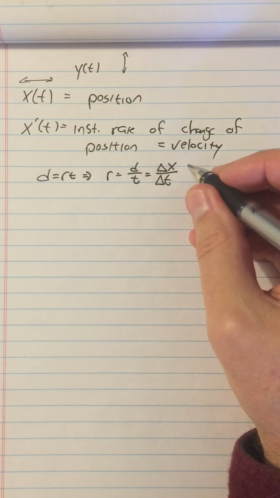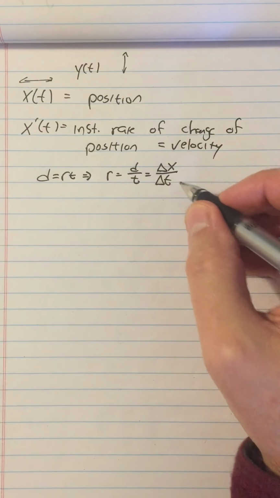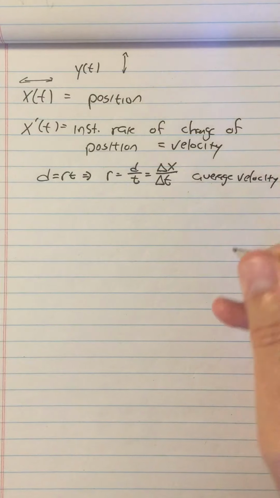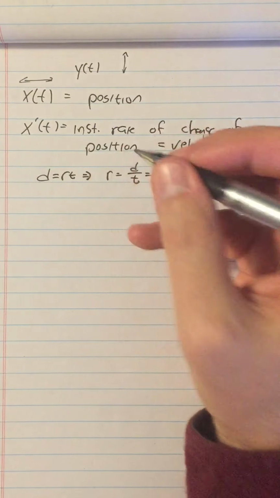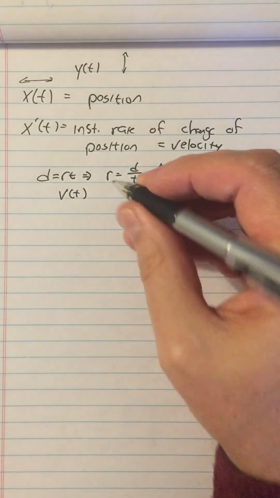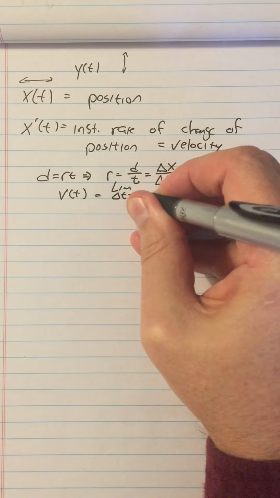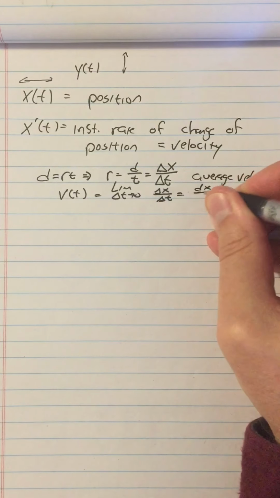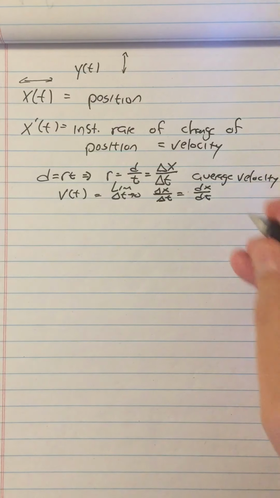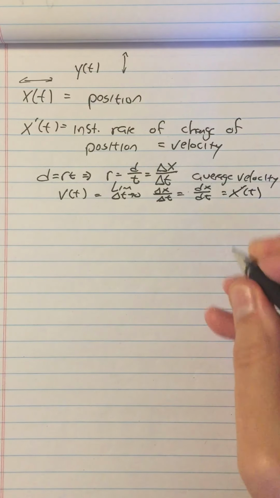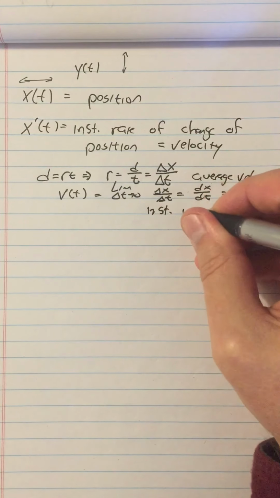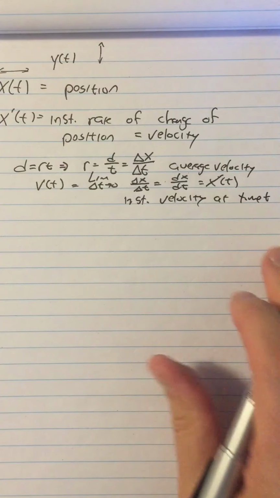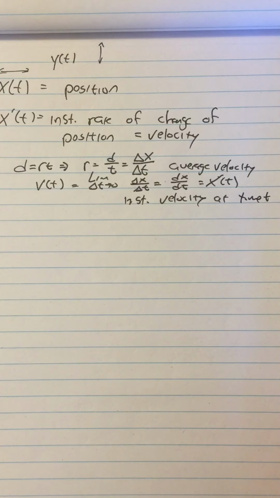So this is really, again, a slope function, x2 minus x1 over t2 minus t1. This is what we mean by average velocity. But the instantaneous velocity is the limit as delta t approaches zero of delta x over delta t, which we write as dx/dt, or if it were y, it would be dy/dt, or x prime of t, and that is the instantaneous velocity at time t. So it's a function that depends on t, and it's telling you different velocities at different times, okay?